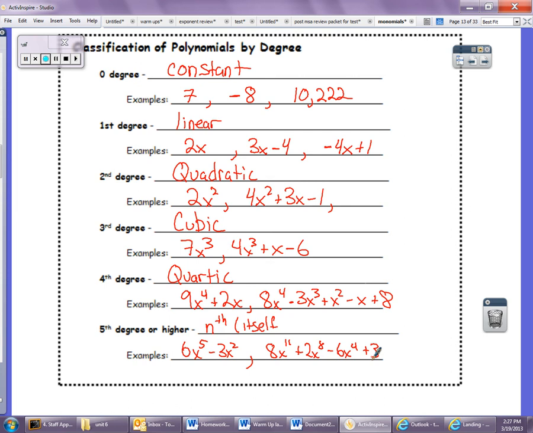So that's classifying these by degrees. So 0 is constant, first degree is linear, second is quadratic, third is cubic, fourth is quartic, and then we have the nth degree, or itself.